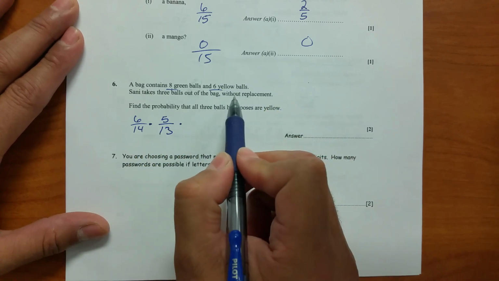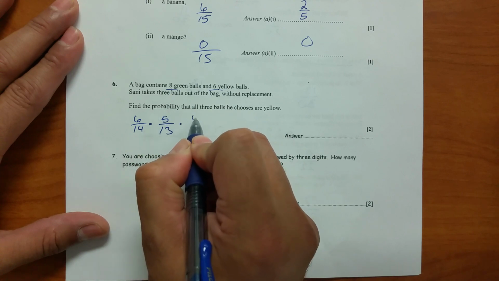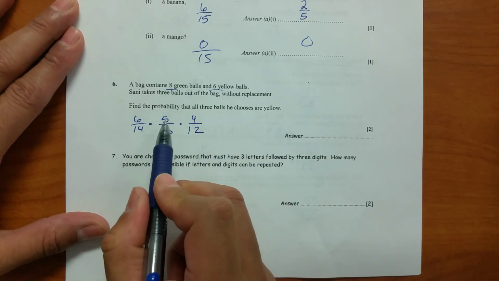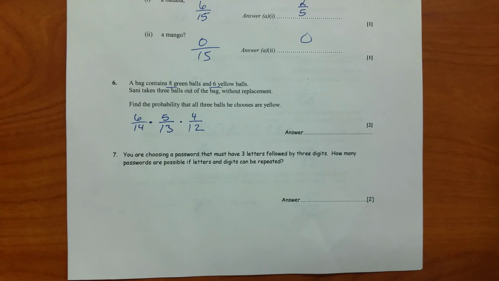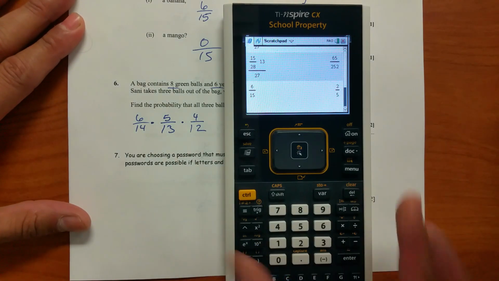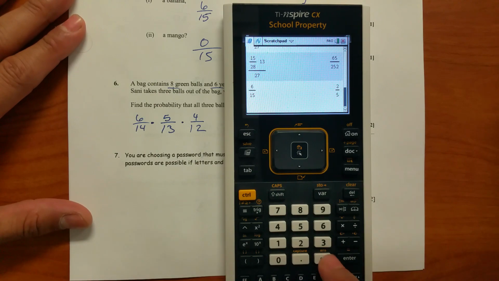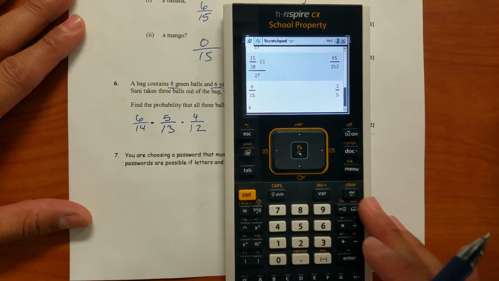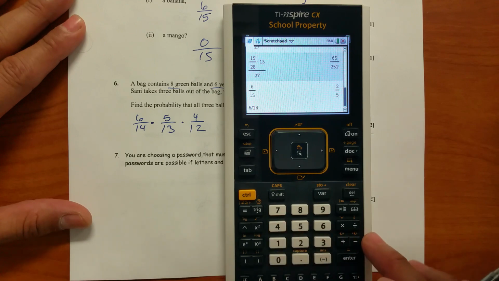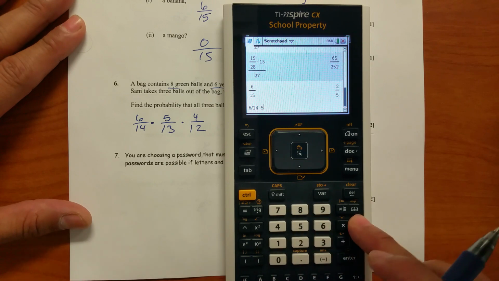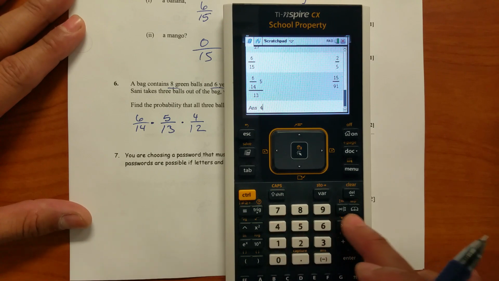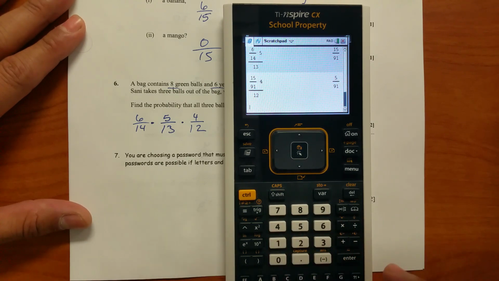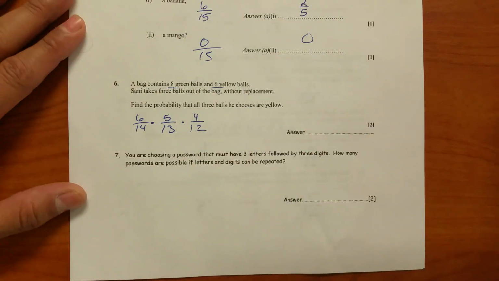And for the next one, I'm going to do another yellow. So I have to take away another yellow. So that's 4 out of 12. So each time I was taking away 1 yellow. So that affects that. So let's see how wonky this one turns out to be. 6 divided by 14 times 5 divided by 13 times 4 divided by 12. I get 5 out of 91.